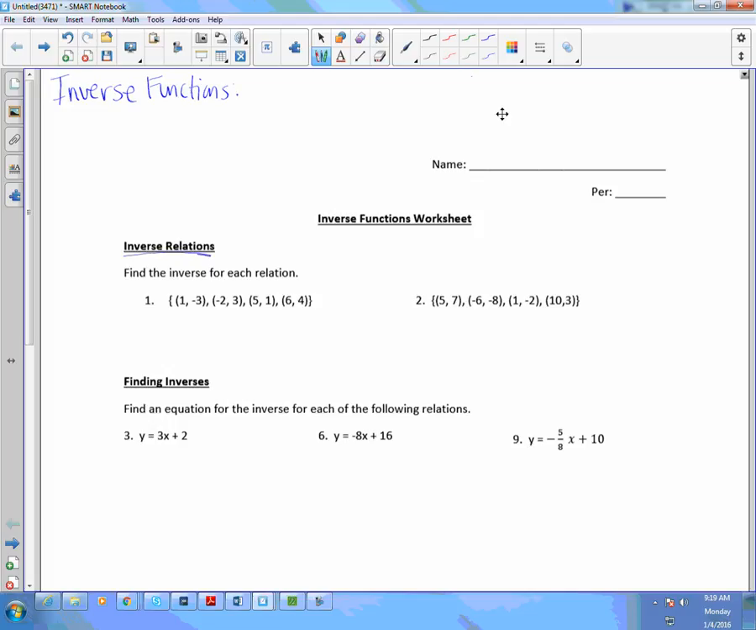The inverse is when the x's and y's switch places. So on number 1 and 2, you see how there are curly braces? That's called a set. Inside the curly braces are a bunch of points listed, and this is called a relation. If I ask you about the inverse relation, all you have to do is switch the x and y.